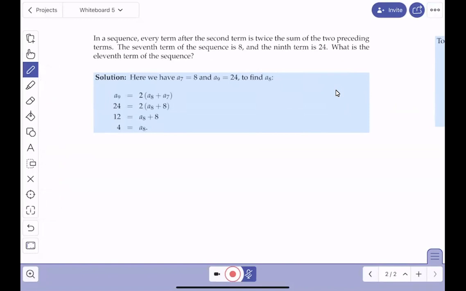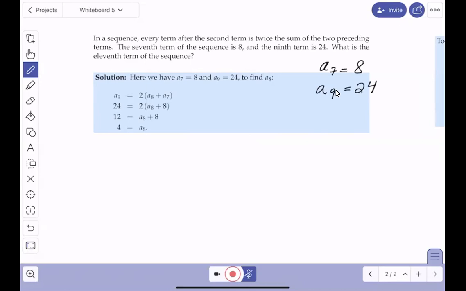So what I want to do is write that down. It says the seventh term of the sequence is 8. All right, let me write that down for you. So I'm going to write down A7. And the ninth term, I'll write this over here, is 24. What is the 11th term of the sequence?